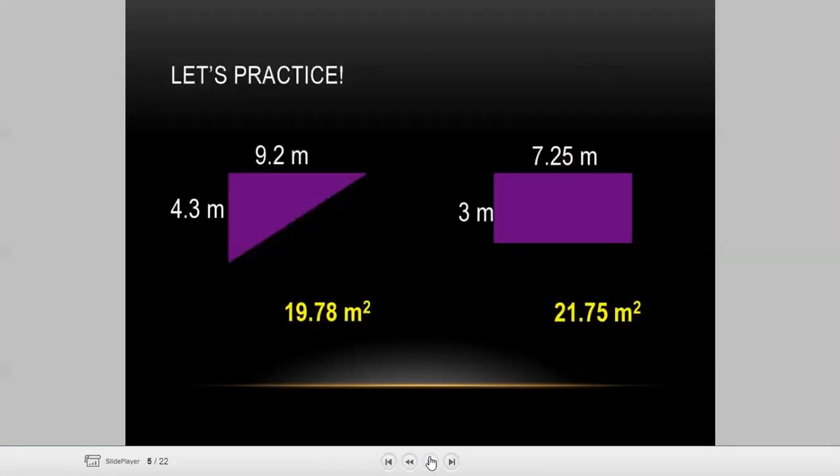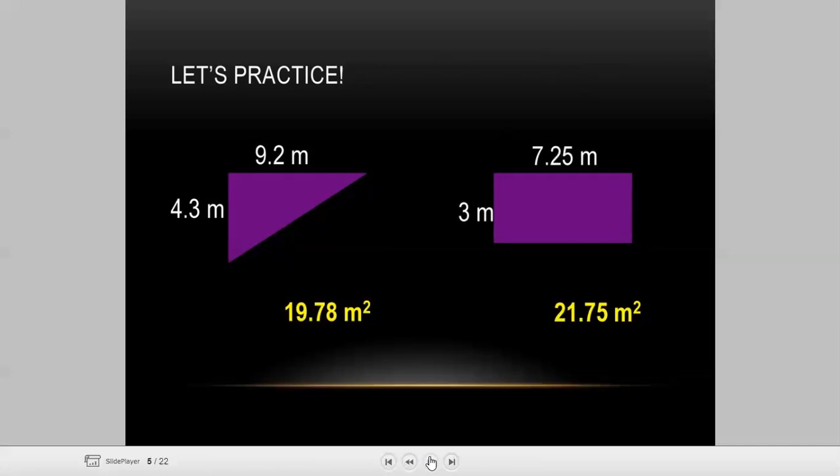Let's practice. The triangle with the base of 9.2 meters and the height of 4.3 meters, the area can be found by multiplying half BH, so half of 9.2 times 4.3 gets 19.78 meters squared.